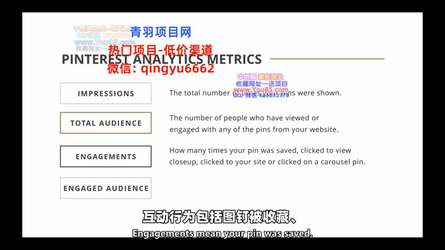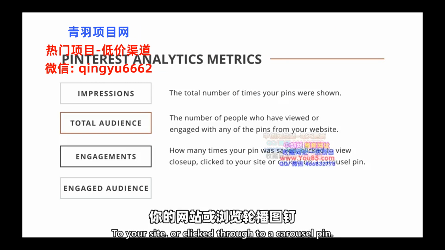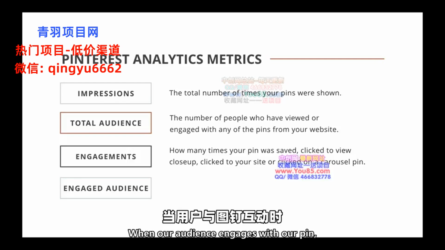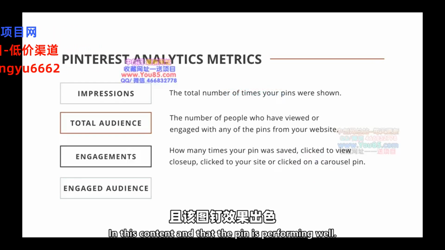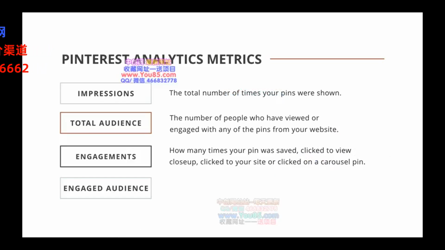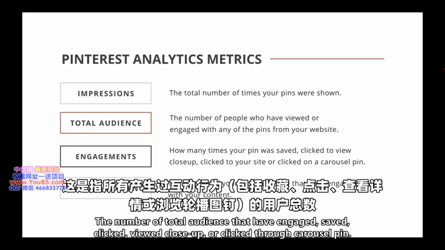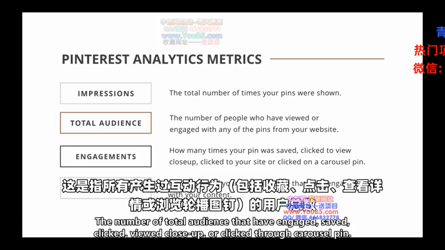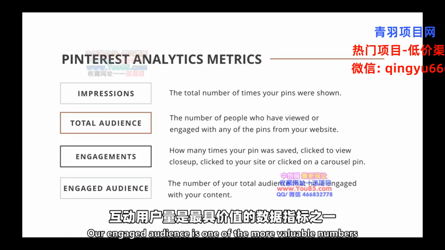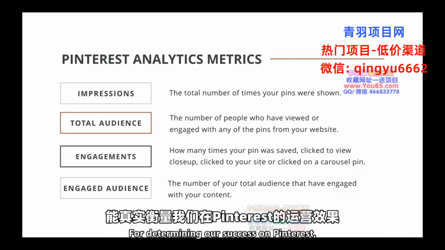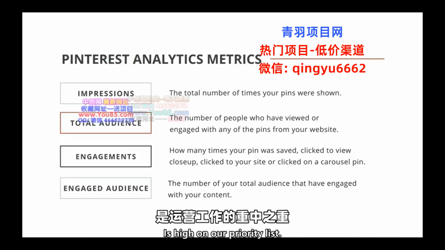Next one is engagements. Engagements mean your pin was saved, clicked to view a close-up, clicked through to your site, or clicked through to a carousel pin. When our audience engages with our pin, it is a clear indicator that they are interested in this content and that the pin is performing well. Lastly is our engaged audience. The number of total audience that have engaged, save, click, view, close-up, or clicked through a carousel pin. Our engaged audience is one of the more valuable numbers for determining our success on Pinterest, and so paying attention to the growth of this number is high on our priority list.